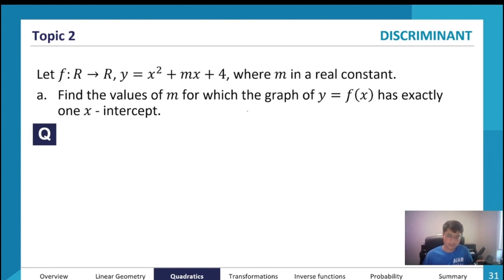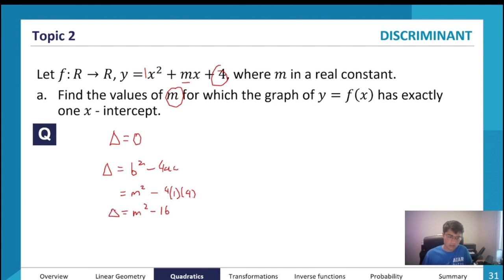So first off, we want one x-intercept. We know that that means the discriminant is going to be equal to 0. So the first thing we want to do is find the value of the discriminant. In this case, it doesn't take a particular value. It's going to take the form of an expression in terms of m. Remember, the discriminant is b squared minus 4ac. In this case, the b value is m. So we get m squared minus 4 times a, which is 1, and c, which is 4. So 4 times 1 times 4. That's going to give us m squared minus 16.